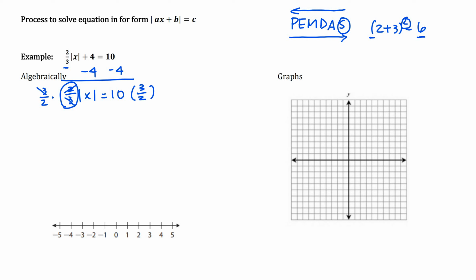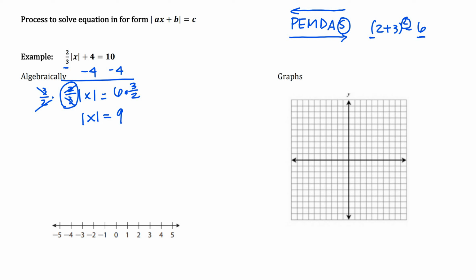Denominator, numerator, numerator, denominator. So now I have absolute value of... am I doing this right? 15. I think I'm doing something wrong. Yes, I did something wrong. I did not subtract it, did I? Okay, I'm sorry. So this was a 6. 6 times 3 over 2. That gives me 9.